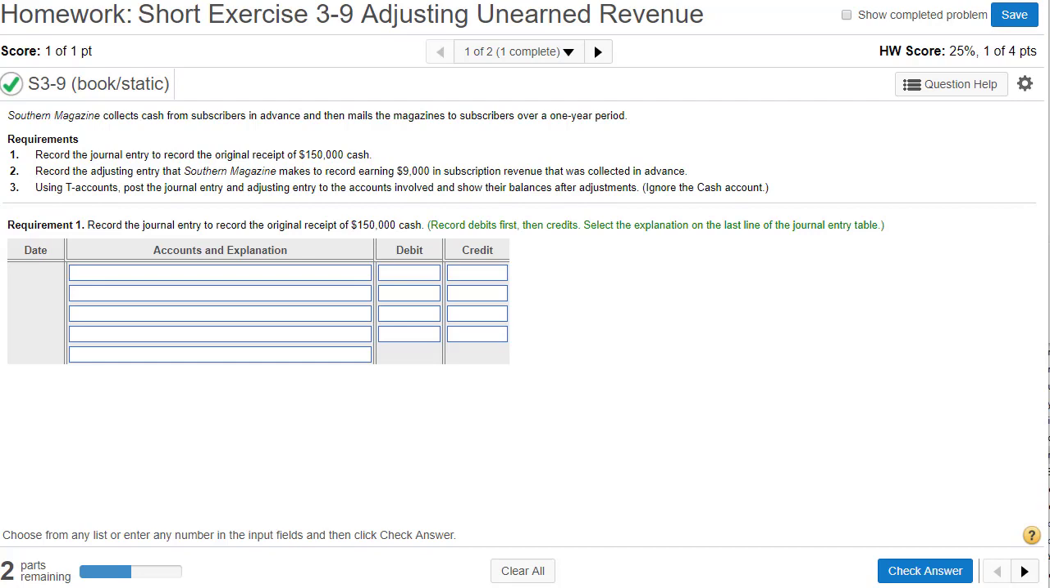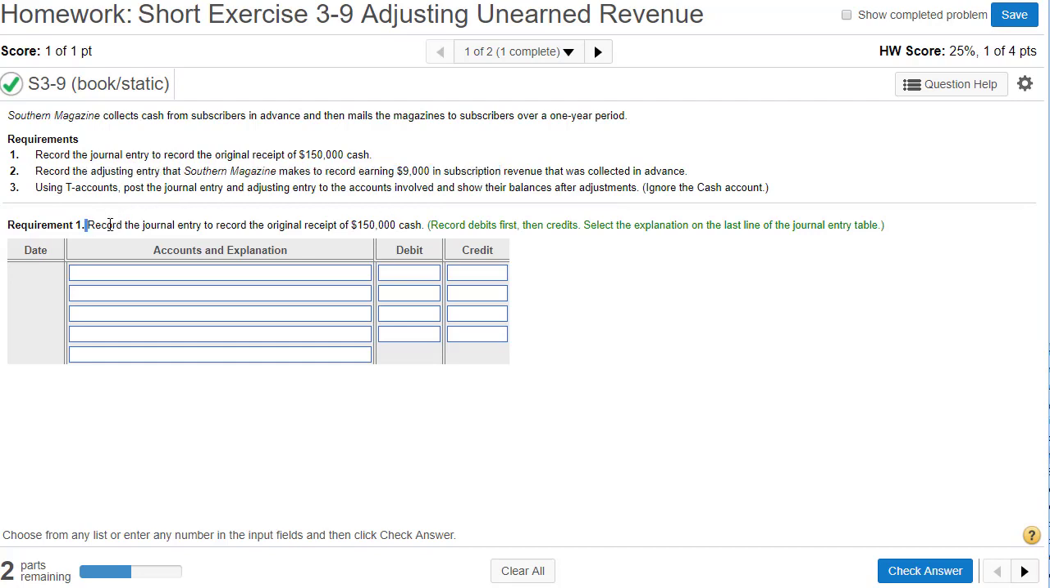Short exercise 3-9. We're going to adjust unearned revenue. Southern Magazine collects cash from customers in advance and then mails the magazines to subscribers over a 1-year period. Record the journal entry to record the original receipt of $150,000 of cash. And then we're going to record the adjusting entry once we have earned some of that subscription. In other words, we've sent out some of the magazines.